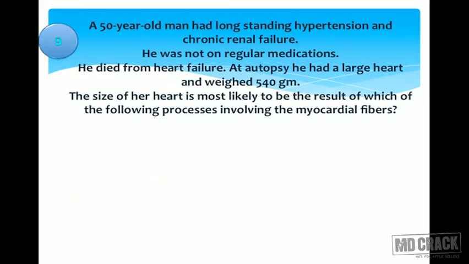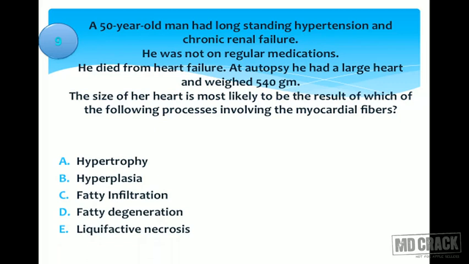Yes, we have a clinical scenario here. Use a similar type of question. A 50-year-old man had a long-standing hypertension and chronic renal failure. He was not on regular medication. He died from heart failure. At autopsy, he had a large heart and weighed up to 540 grams. Size of heart is most likely to be the result of which of the following processes involving the myocardial fibers? Choices are hypertrophy, hyperplasia, fatty infiltration, fatty degeneration, liquefactive necrosis.